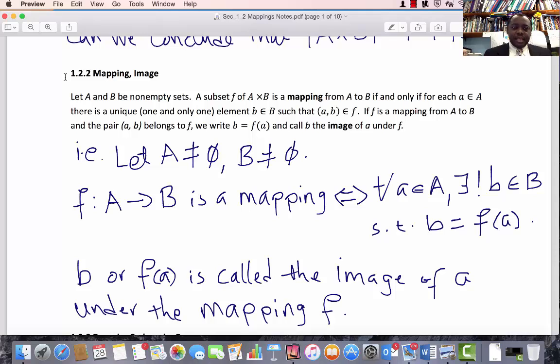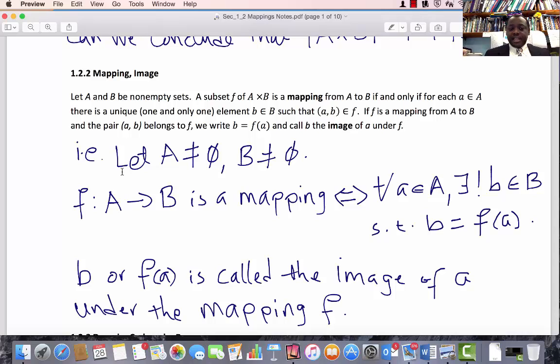1.2.2 Mapping and image. Let A and B be non-empty sets. Then we define a subset F of A × B, the Cartesian product, as a mapping from A to B if and only if for every element in A there exists a unique element in B such that the ordered pair (a, b) is in F.